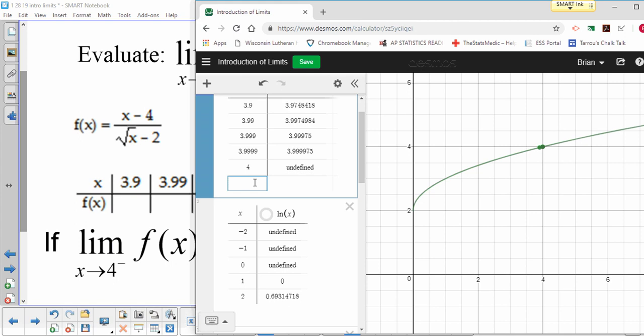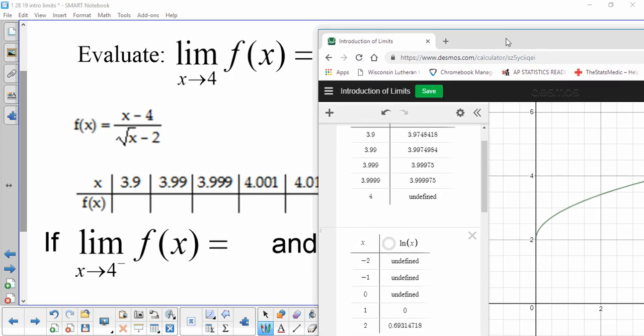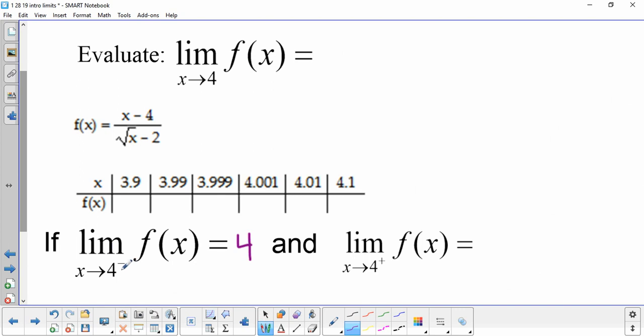So the value at 4 is undefined, but yet it appears, at least when we approach from the left side, as I get closer to the left side of 4, our value is approaching 4, right? Appears to be approaching 4. So I'm going to put that over here. I'm going to say this value is 4, and that would be to the left because that has a minus sign. So we would write out that limit to the left is 4.